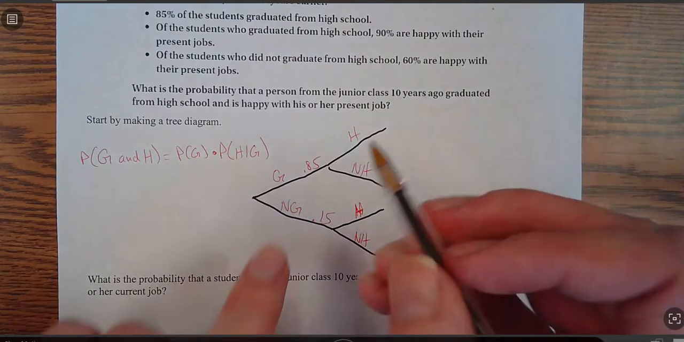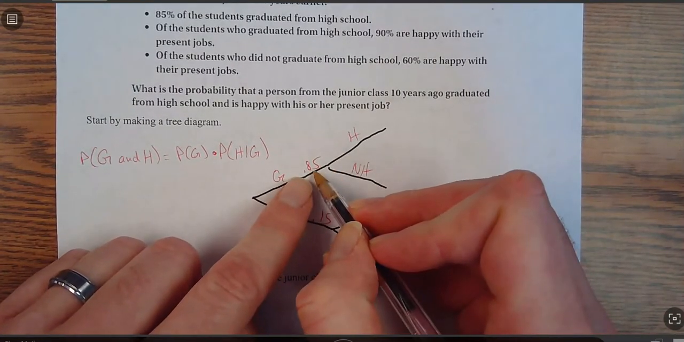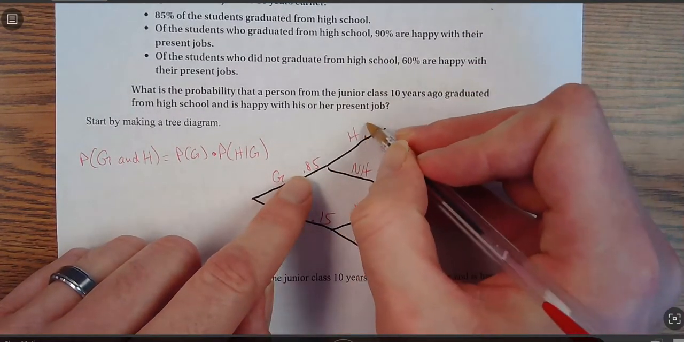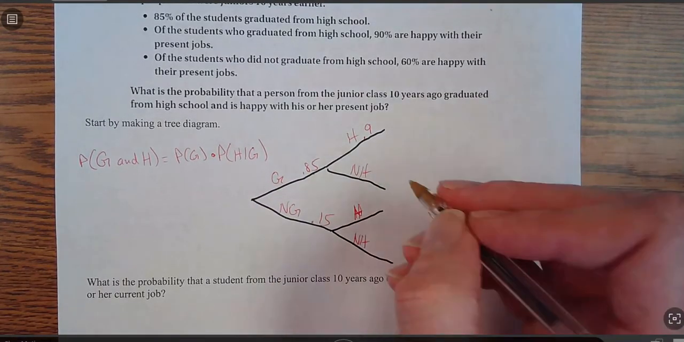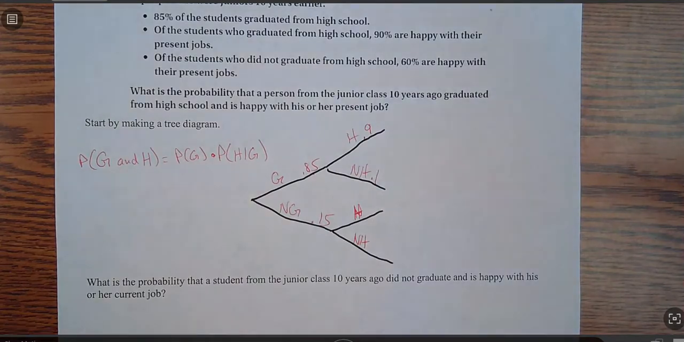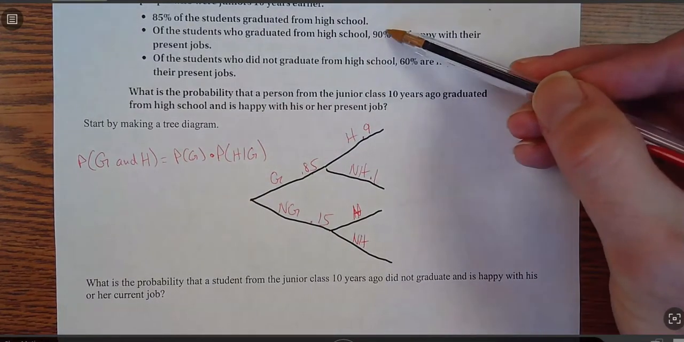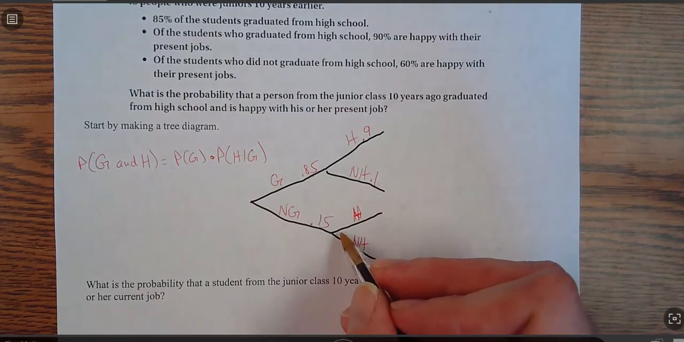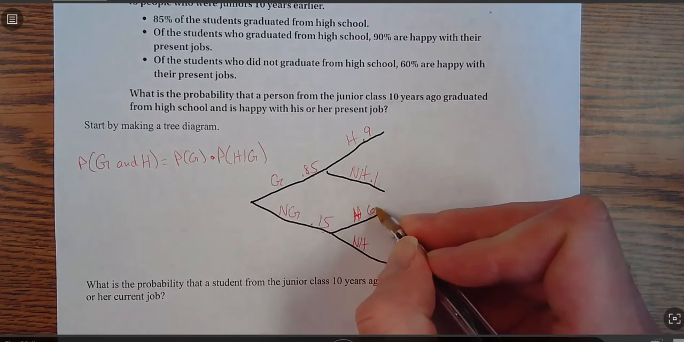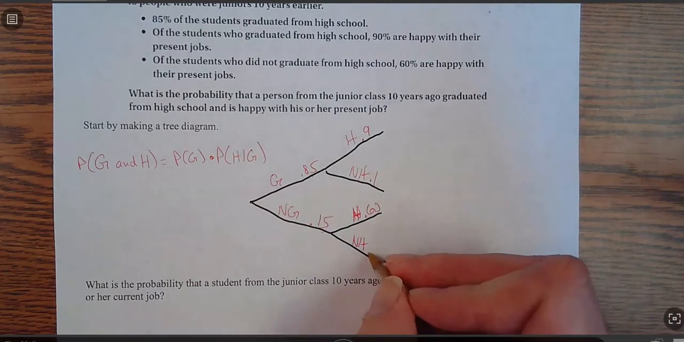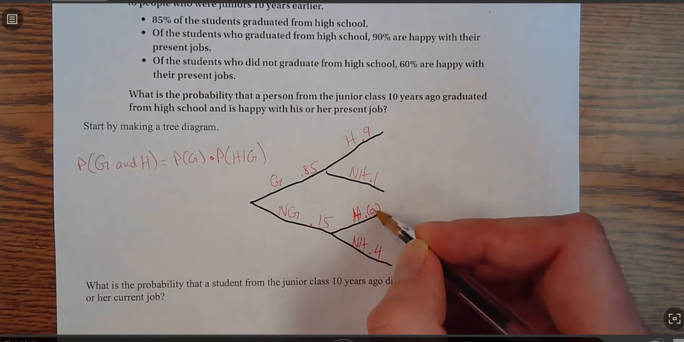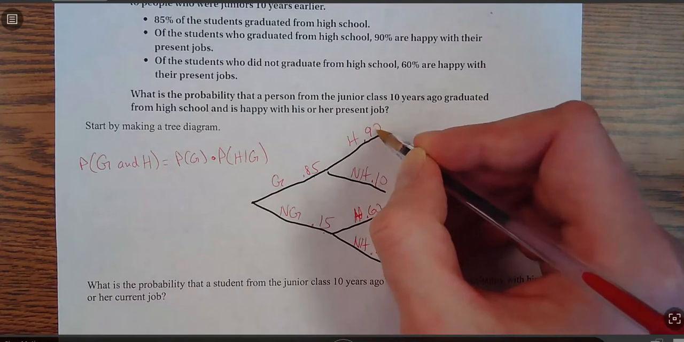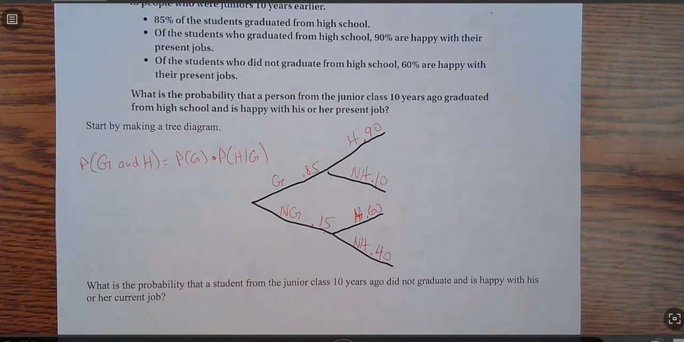But these are different. If I did graduate, 0.9 is a probability of being happy, whereas not happy means 0.1. So I can assume the rest. So if 90% are happy, 10% are not. If I did not graduate, there's a 60% chance, or 0.6, which means it's a 0.4 chance that I'm not happy. I put a 0 here. We can skip it if we want. I'm going to put them in all of them to make it consistent.